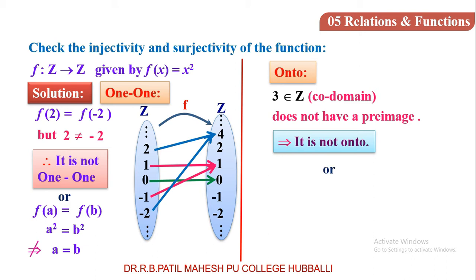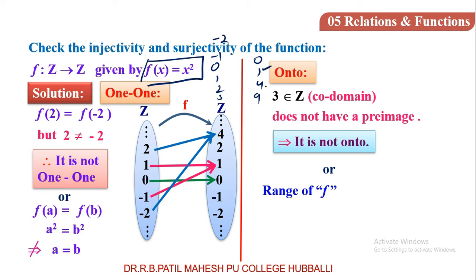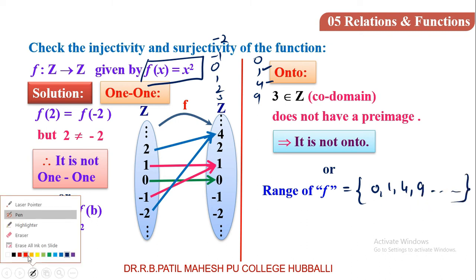Or find out the range of the function. What is the range? When you start taking integers in f of x equal to x square: if you take 0 you will get 0, 1 you will get 1, 2 you will get 4, 3 you will get 9, minus 1 you will get 1, minus 2 you will get 4. I mean the range of this function is going to be 0, 1, 4, 9 and it will continue. Definitely this is the range of the function.